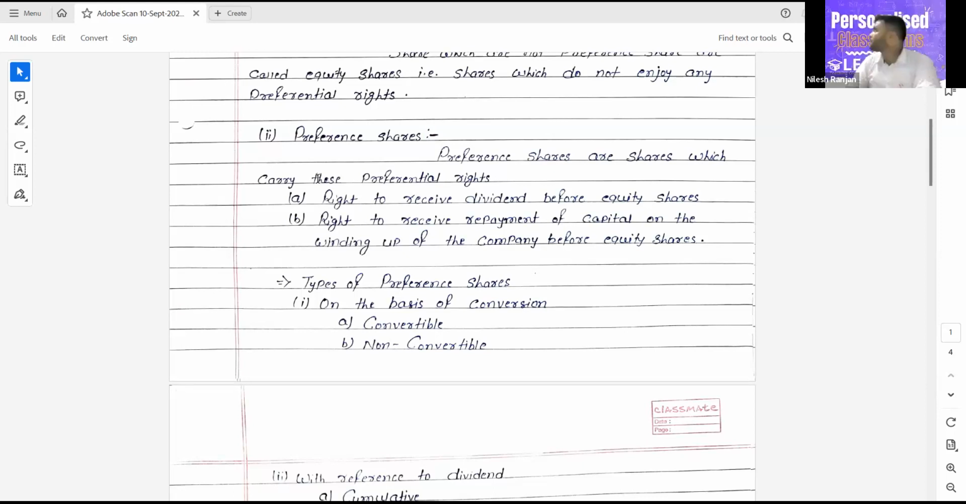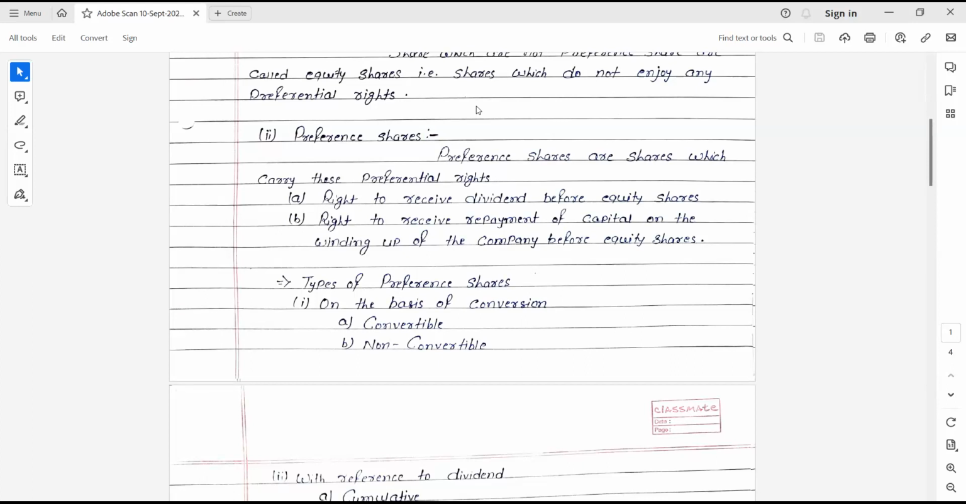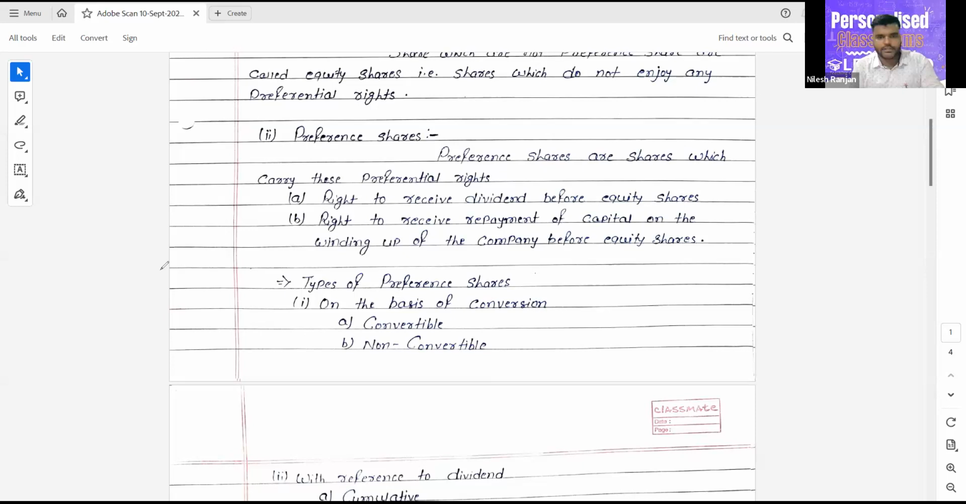Tell me what does it mean by convertible and non-convertible preference share? The convertible shares are the shares in which you can convert your preference shares to equity shares. But in non-convertible, you cannot convert your preference share to equity shares. Okay.